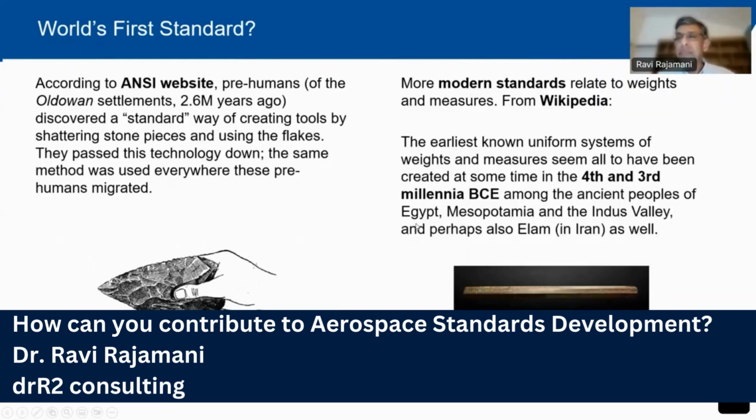But that's kind of the modern reason. I was looking at Wikipedia to see what was the first standard according to ANSI, which is a standards making organization. One of the first standards was not even human; it was pre-human. The Oldowan settlements in Tanzania. They had a way of actually making tools. These were pre-human, sort of Homo erectus or Homo something else. 2.6 million years ago. And the reason they said that this is actually a standard is because the same way of making tools, of shattering this, was passed down from generation to generation.